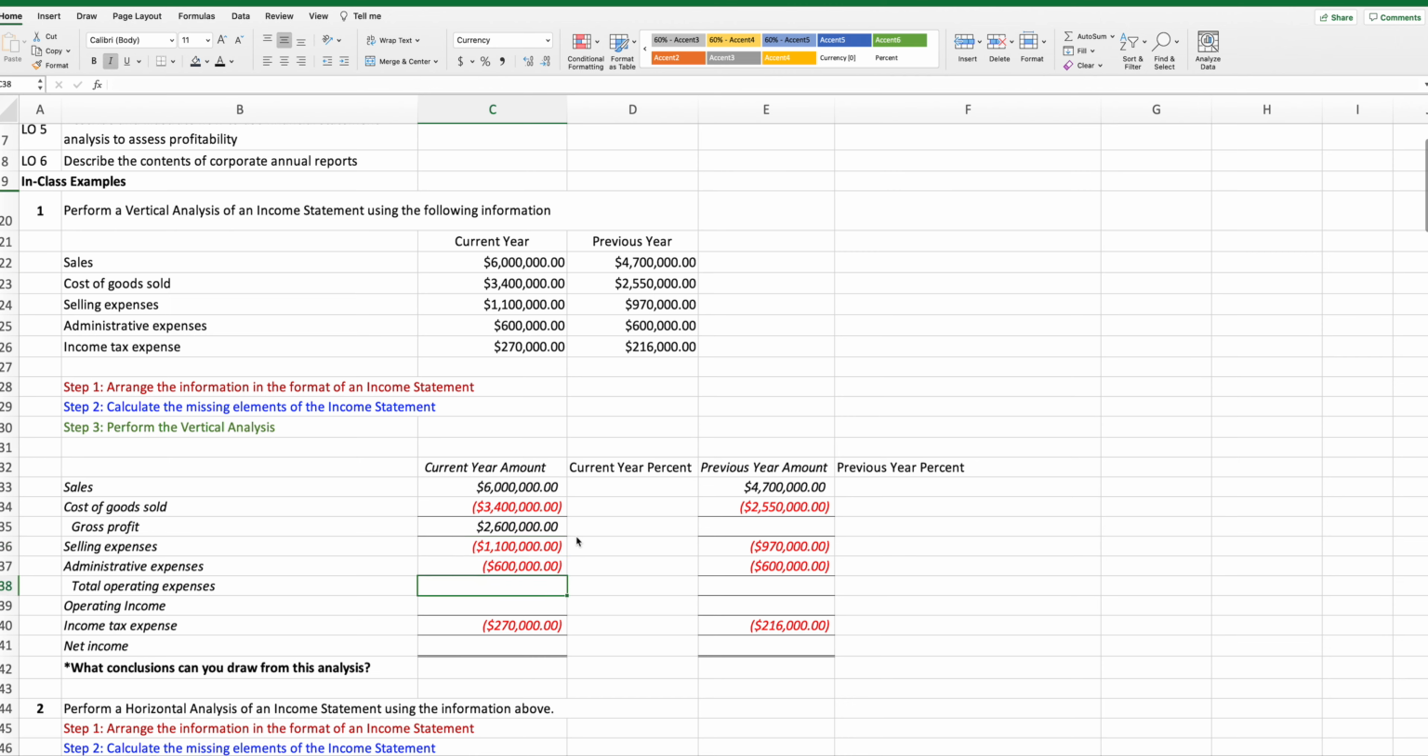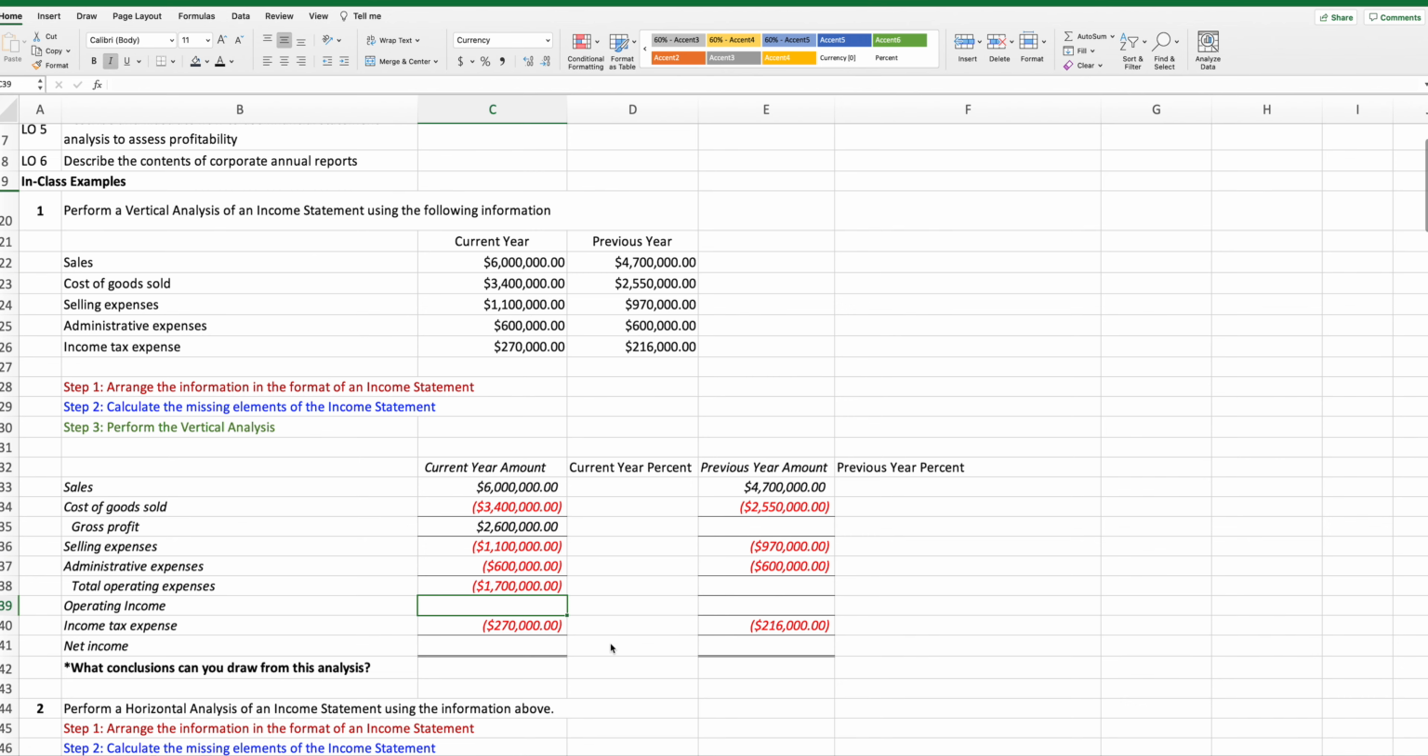I'm going to come down to my total operating expenses, and again, all I want to do is sum up my selling expenses and my administrative expenses. I could do the same thing I did up there, which was to say equals, grab the 1.1 million, add it to the 600,000, and I'm good. Or I'm going to delete that. There's another way that you can sum up things, especially if you have a long line of information that you want to sum. And that's just to start with the equal sign, type in sum, open parentheses, and then block off the information you want to sum. I'm going to close my parentheses, and that still gives me my $1.7 million.